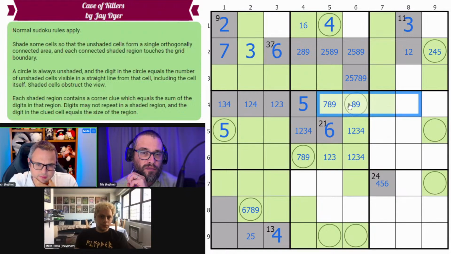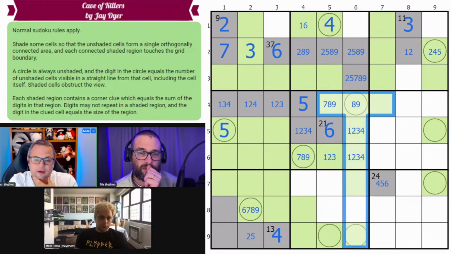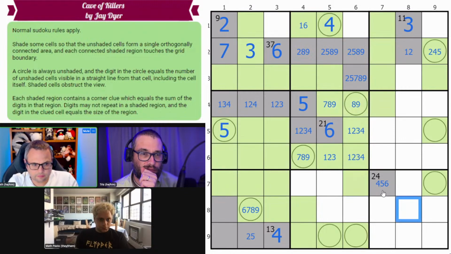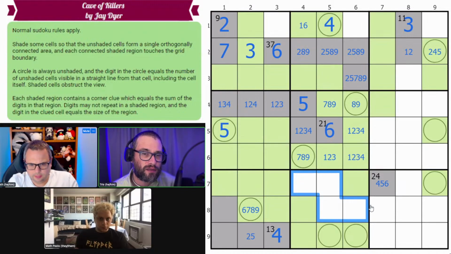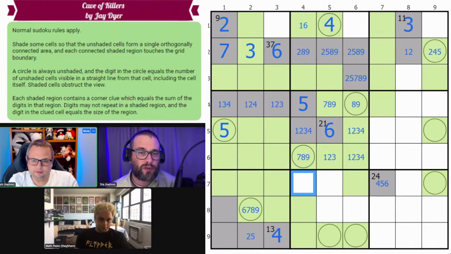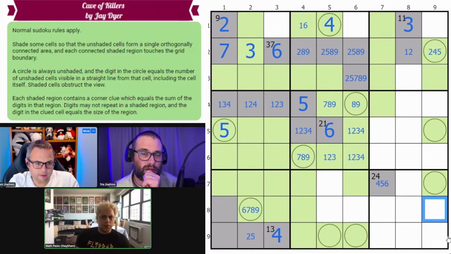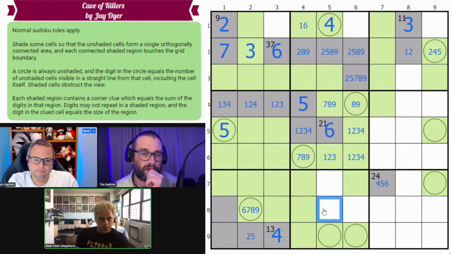Okay, so let's see. Can I do any more the other way? 1, 2, 3, 4, 5, 6, 7, 8. No, I can't. Tragically. Nothing can get there. Now, if that's gray, my 6-cell cage doesn't make it to the edge anymore. Now the 6, 4 clue is 1, 2, 3, 4, 5, 6, 7, 8, 9.